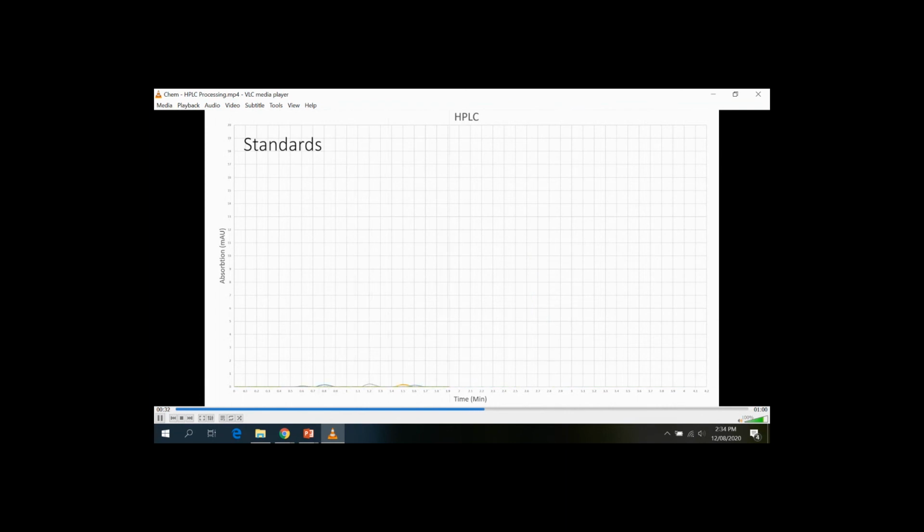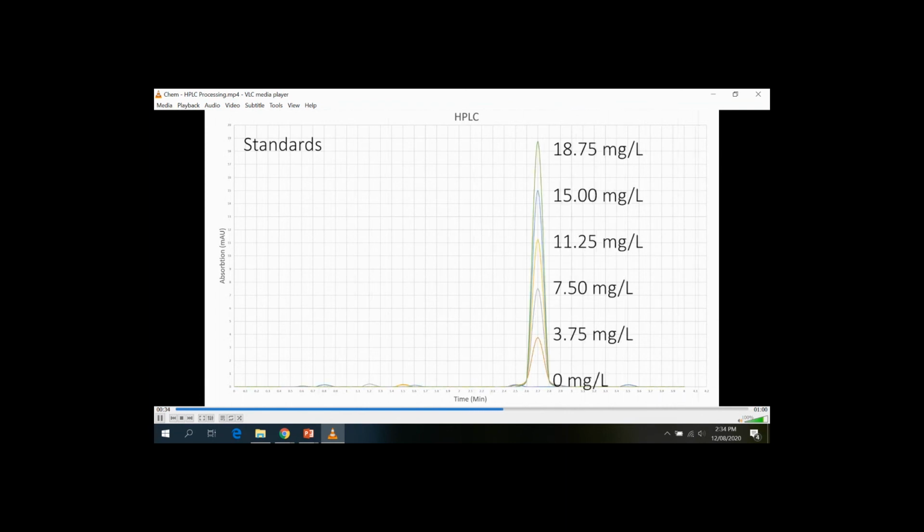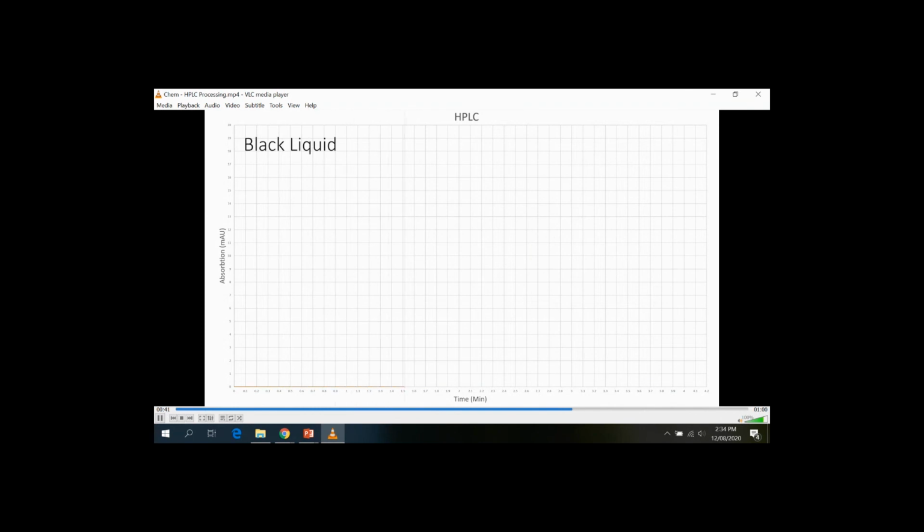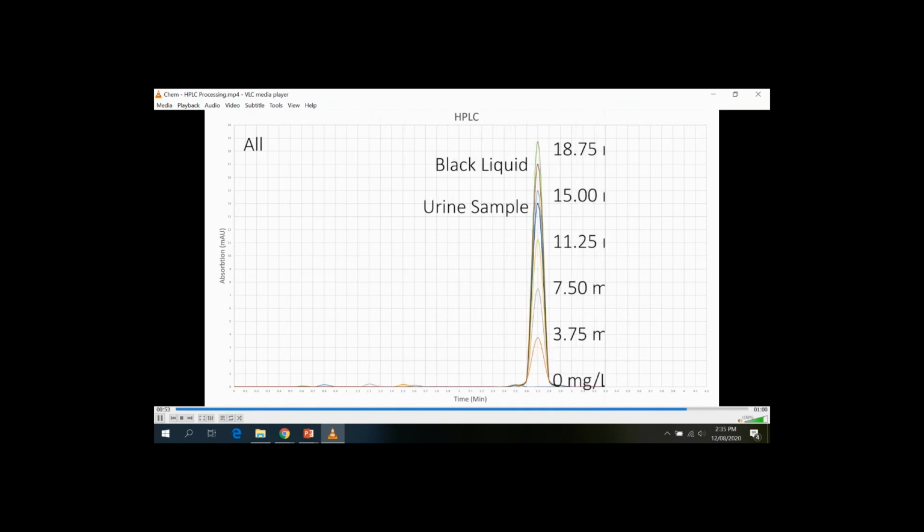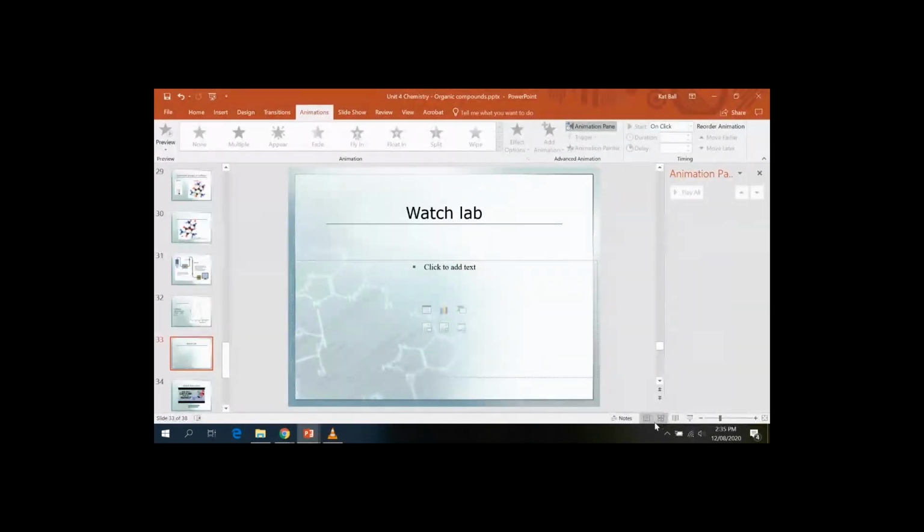So the first, oh, there's all our standards together, sorry. And now we'll run our 2 unknowns. So you've got your black liquid and then your urine sample. And here is all of them running together at once. So you can sort of start to guess what the particular concentrations we have. There we go.